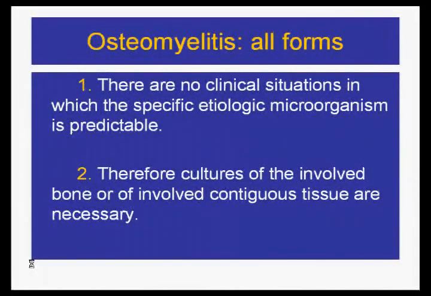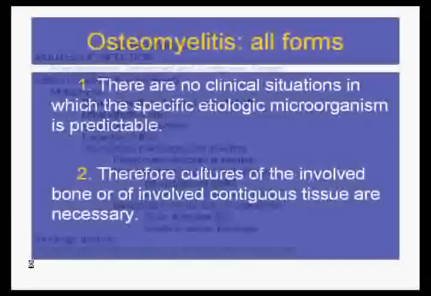So there are no clinical situations in which the specific etiology microorganism in osteomyelitis is predictable. Therefore, cultures of the involved bone or of the involved contiguous tissues are always necessary to get the job done diagnostically. And then you'll see that therapeutics are dependent upon that diagnostic accuracy.